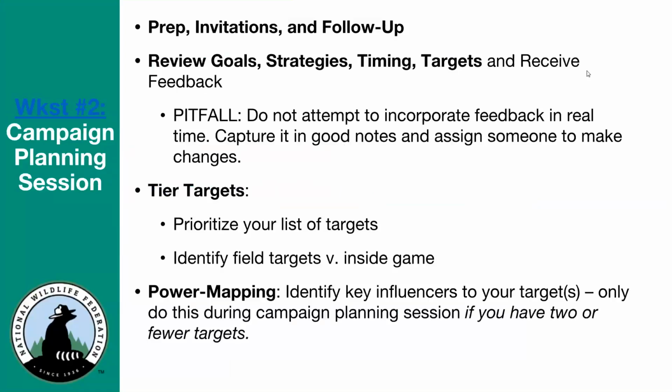The next thing, as you're going through your target list, and the second worksheet walks through this as well, it's an opportunity to get feedback on those targets and help you prioritize who are the most important folks on that list for a win, and also who are the field targets, who are the folks who really need an outside game versus an inside game. So you can start to do some of that prescriptive analysis. Again, that's a moment to hear that feedback, capture that feedback, and possibly sort through it after the fact.